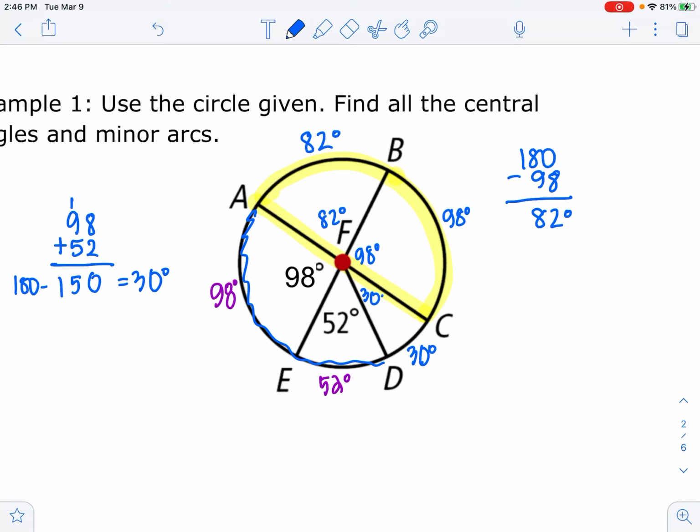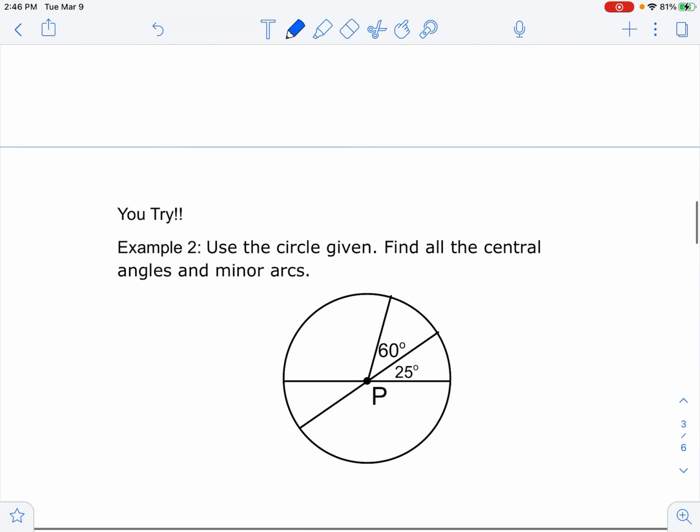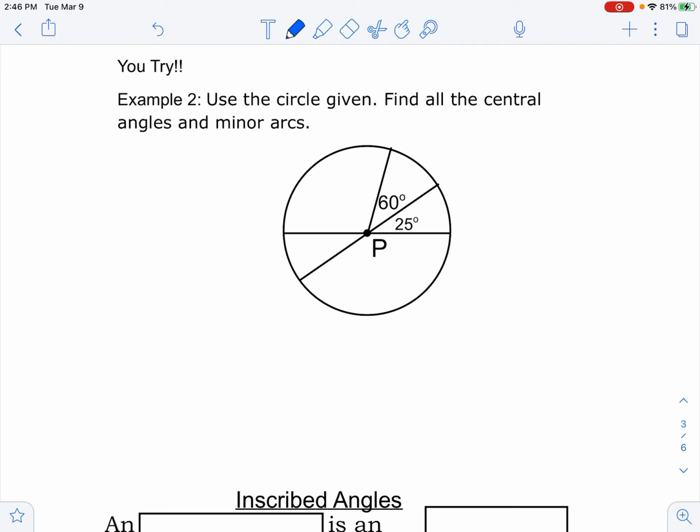The way I did it, is it the only way to do it? No, but those are the only correct answers. Okay, why don't you try pausing the video and trying this one on your own to see if you can get all of the angles and arcs. All right, let's see how you did.